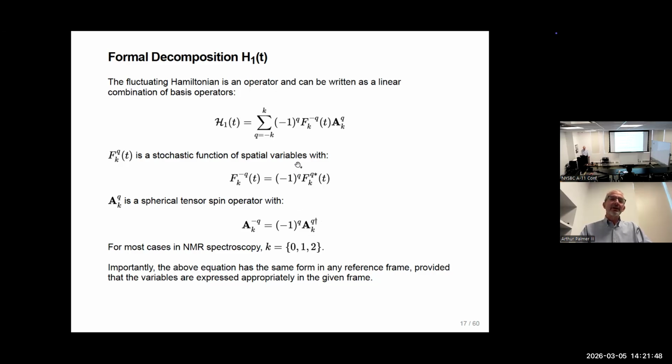So this is what you already know from Ann, that we have an expansion in terms of spin tensors and spatial tensors. And for us in solution, K is usually 0, 1, or 2, or Ann would say L is usually 0, 1, and 2. The cases she alluded to from very complicated things aren't likely to come up in solution NMR or biomolecules, where you might have L of 3.